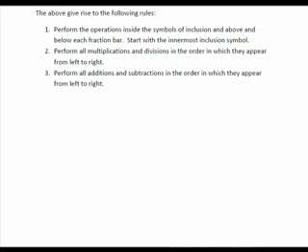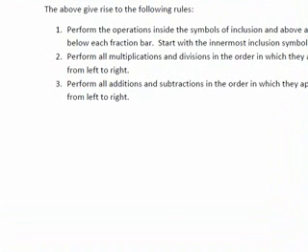So here are the rules. When you have symbols of inclusion, the braces, the brackets, the parentheses, you perform the operations inside the symbols of inclusion and above and below each fraction bar. You do that first. If you have more than one inclusion symbol, you start with the most inward one. Then you perform all multiplications and divisions in the order in which they appear from left to right. Finally, you perform all additions and subtractions. So this can be very confusing. Let's go on and look at some examples and try to simplify it a bit.